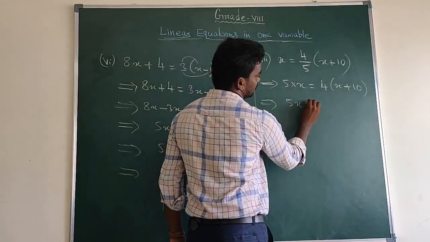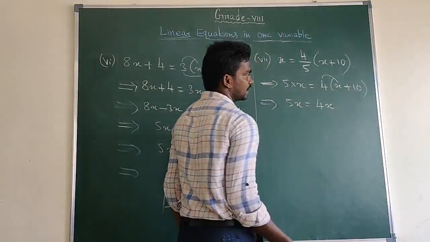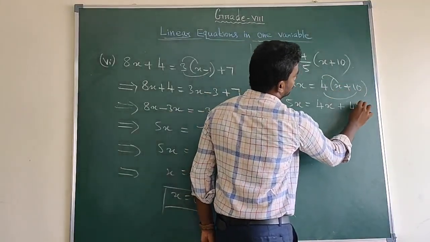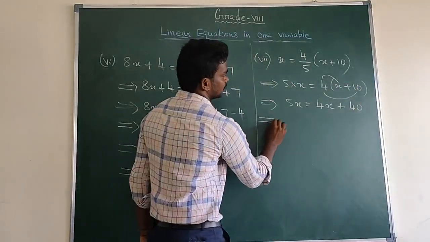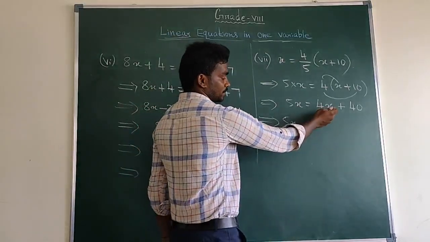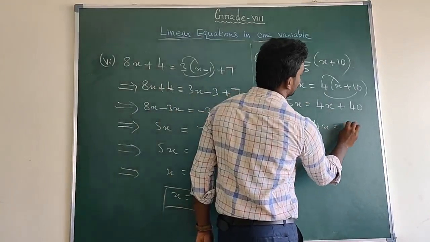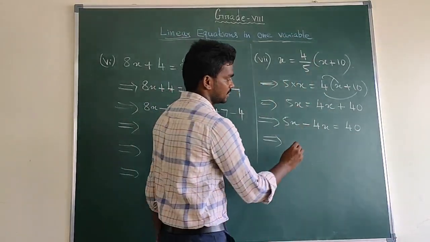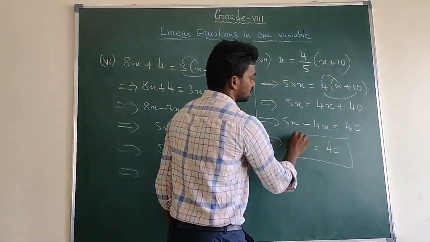What is the value of 5 into x? That is 5x, which is equal to 4 multiplied by x plus 4 multiplied by 10, so 4x plus 40. We keep 5x the same, and the 4x is transposed to the left side as minus 4x, which is equal to 40. So what is 5x minus 4x? That is x equal to 40. So the value of x is 40.